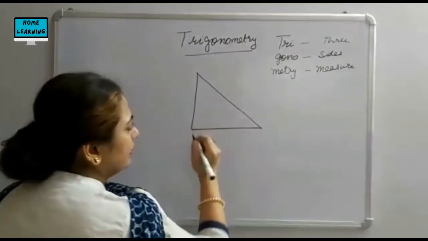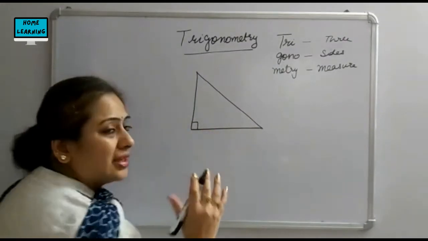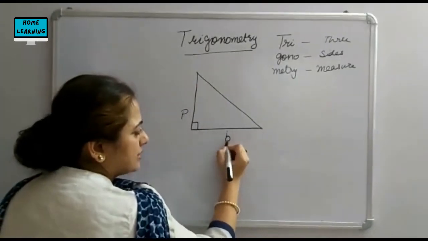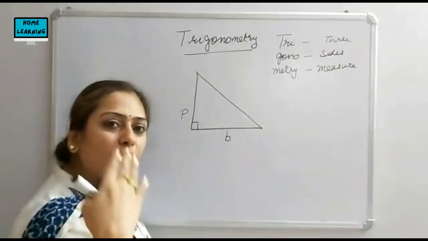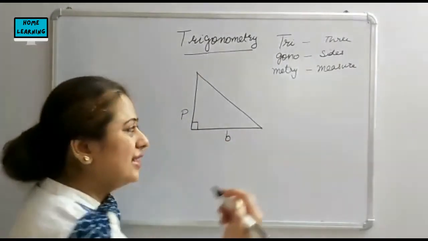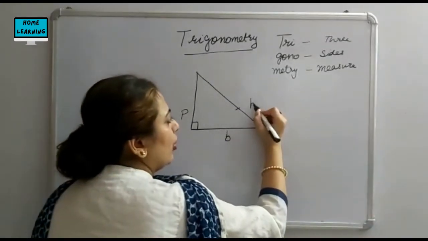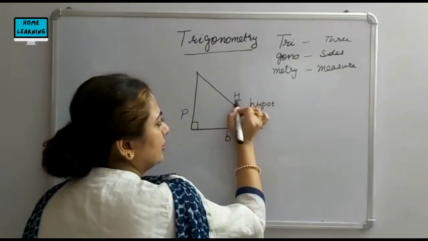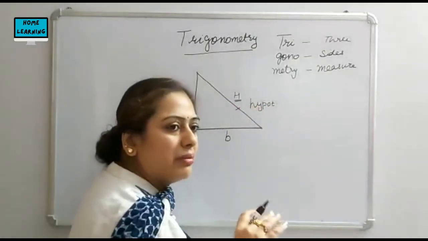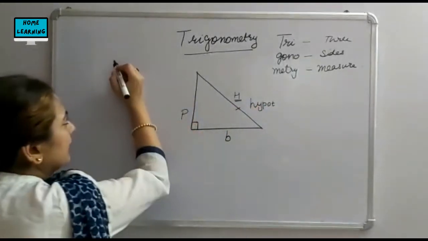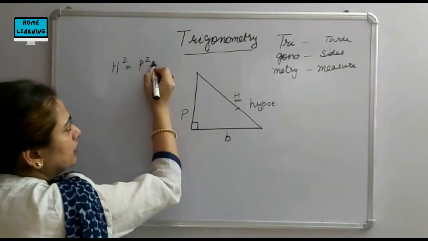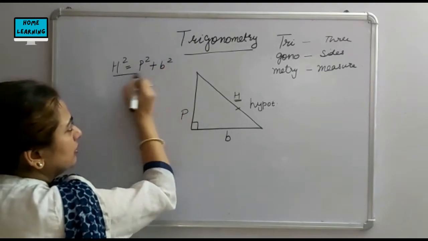This is a right angle triangle. So you can clearly see that this is perpendicular, this is base, and the side which is opposite to the perpendicular is hypotenuse. We all have read this in previous class. I hope you all remember the Pythagoras theorem that hypotenuse square is equal to perpendicular square plus base square.